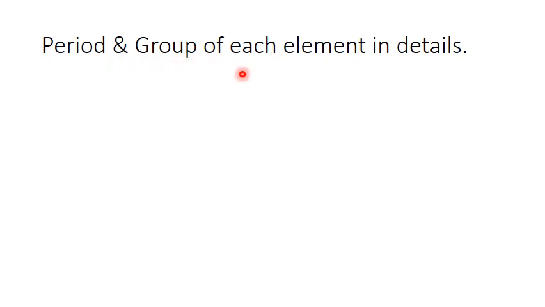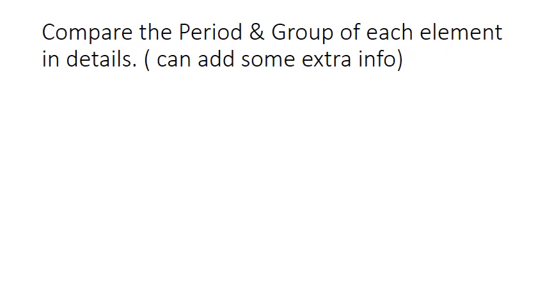Okay, explain in detail: define what is a period, what is a group, and then explain the period and group for your elements. In total there are 4. This one you have to explain all. Compare the period and group according to the elements that you choose. You can add some extra information for this part also, no problem.